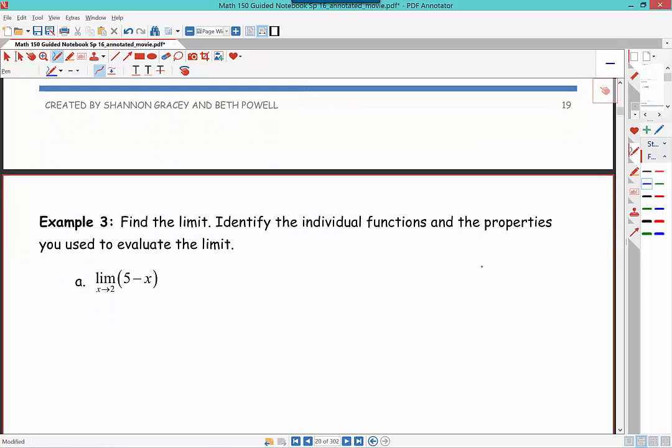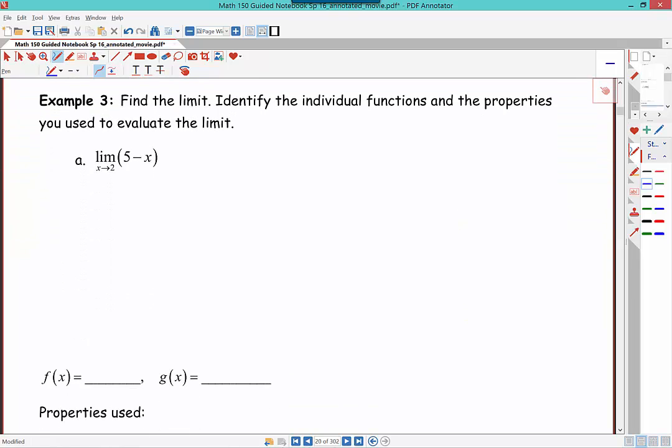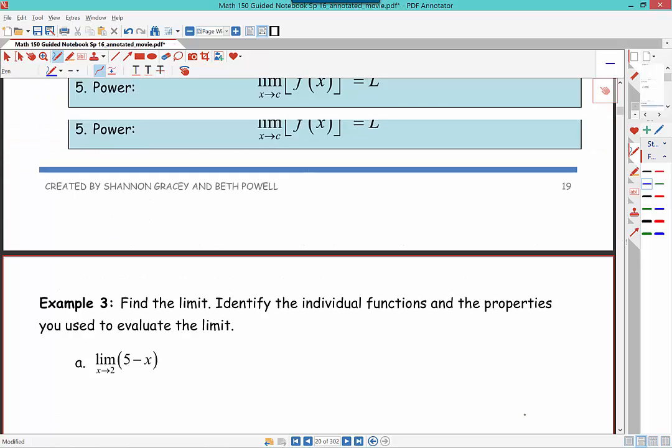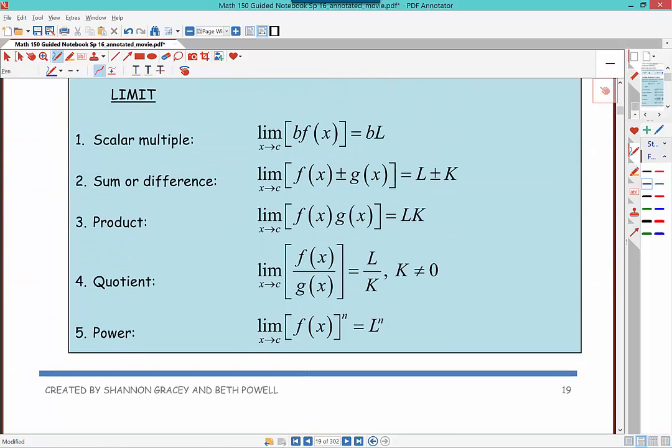Okay? So here we go. We're just going to do a couple of these. By the way, on an exam, we wouldn't be breaking it down like this. This is just to teach you. All right? So here we go. What do you think? Of these up here, which number do you think you're using?